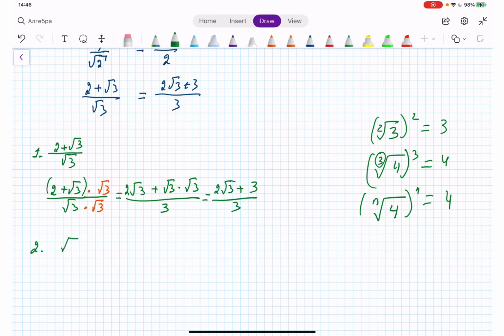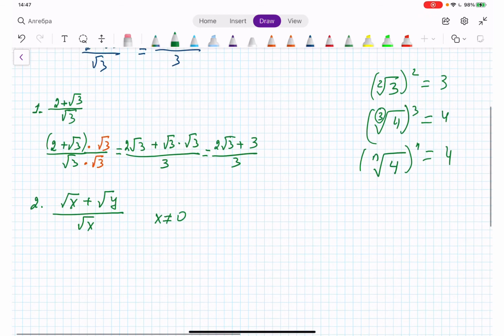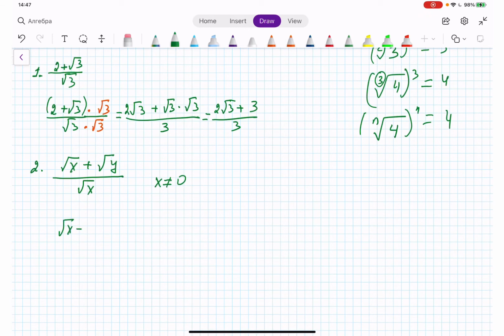We have square root x plus square root of y, divided by square root of x. Well, we have to put here the condition that x cannot be equal to 0, right? Otherwise, the fraction will not exist. So, since I have the denominator square root of x, then I have to multiply and divide by square root of x. This fact that in the denominator I have square root x enforced me to multiply in denominator and numerator by square root of x.